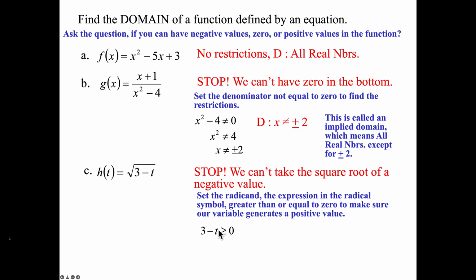So the one thing I like to do when I'm working with inequality symbols is to make sure my variable is always going to be positive. So since it's a minus t, I'm just going to add t over to the other side. And there is my restriction.